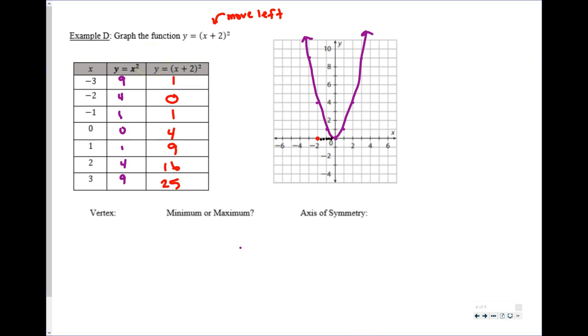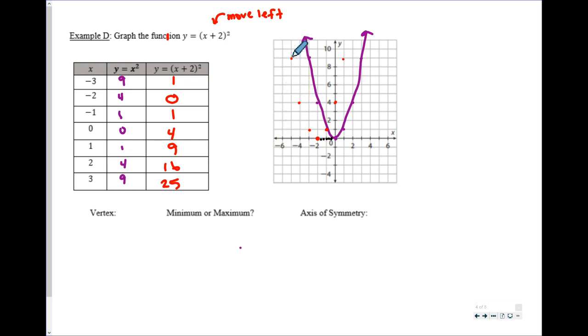Now here's another little trick we can do. If I know that my parent function goes over 1, up 1, this guy is also going to go over 1, up 1, over 1, up 1. It's also going to go over 2, up 4, and over 2, up 4, and it's also going to go over 3, up 9, and over 3, up 9.